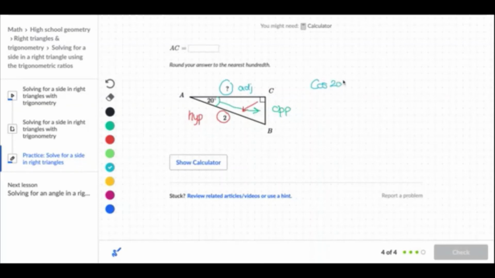Cosine 20 equals, so cosine is adjacent over hypotenuse, so that is question mark over 2, and this is what we're going to work with. So first we have to multiply by 2 on both sides to cancel out this, so that we can leave our question mark alone. We can leave this on its own. So we have to do this equation and we'll be able to get our answer. So it's 2 times cos 20.